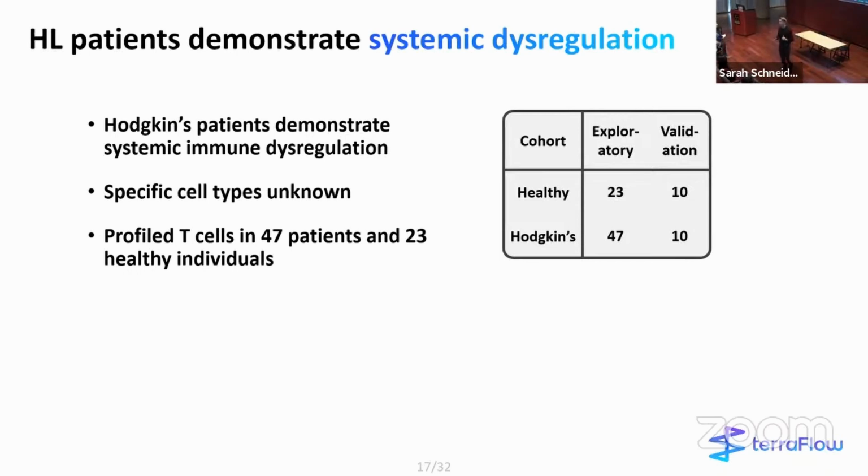So what we did at NYU is we collected blood from 47 patients undergoing treatment at our hospital, as well as 23 healthy individuals. And then once we established which cell types were important, we validated our findings in a prospective cohort of 10 healthy individuals and 10 individuals with Hodgkin's lymphoma.